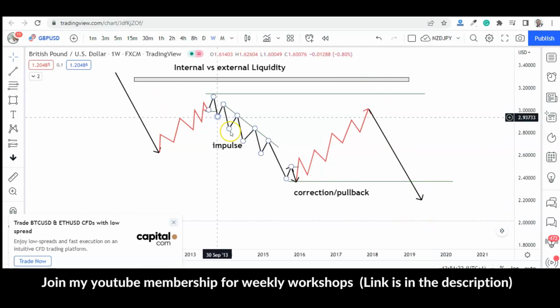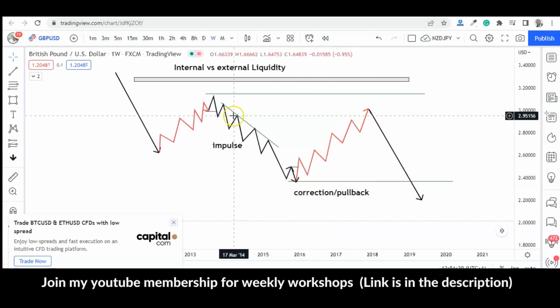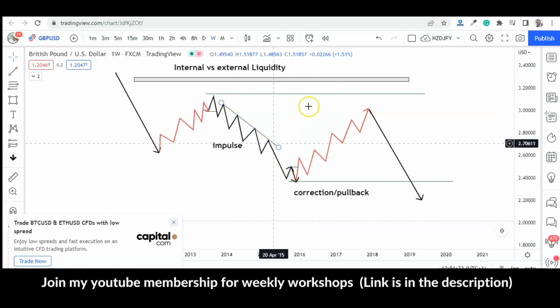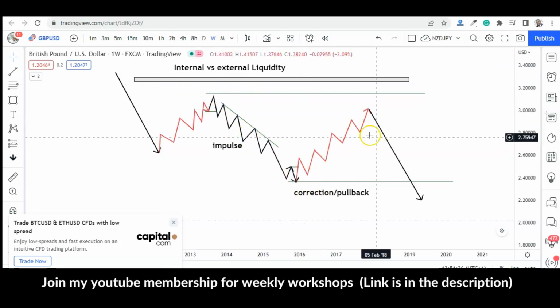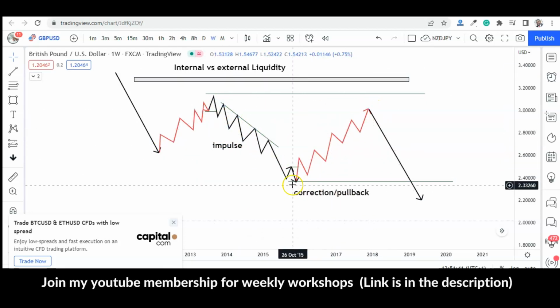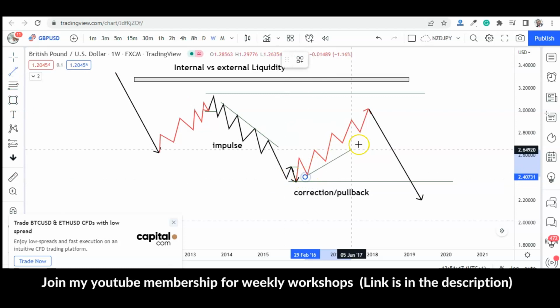Take note, this pullback here is called a correction because the market must create a form of pullback. This is how the market operates. It goes zigzag up and down, creating impulse and corrective legs. So now the pullback as well also creates what is called liquidity on its way up.